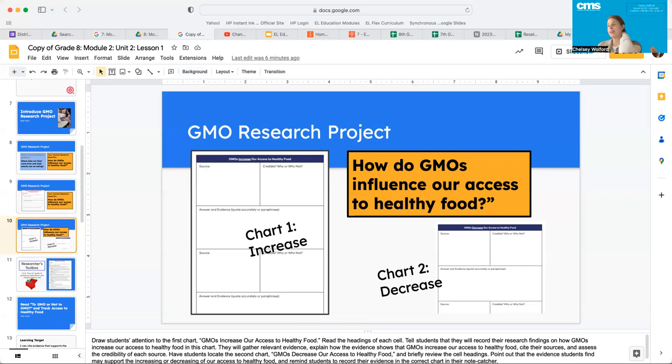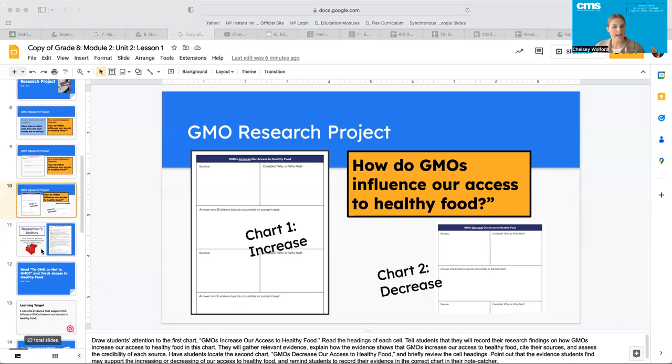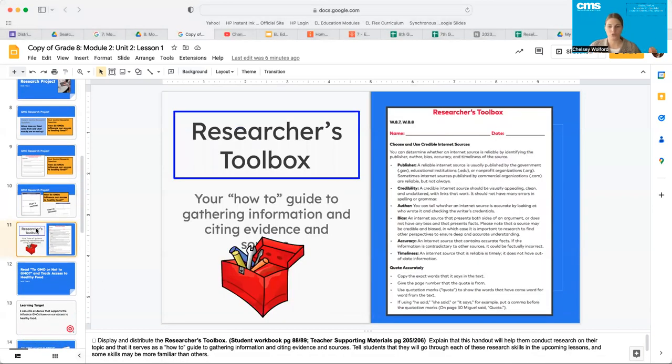Okay, so I trust that you fill that out. We're going to have another one in the next lesson, in lesson 2. But for right now, we're going to go ahead and move on to our researcher's toolbox. I'm going to ask that your teacher pause the video and go over this with you. Talk about the things on this piece of paper. It's very, very important. This can be found in your workbooks on pages 88 and 89.